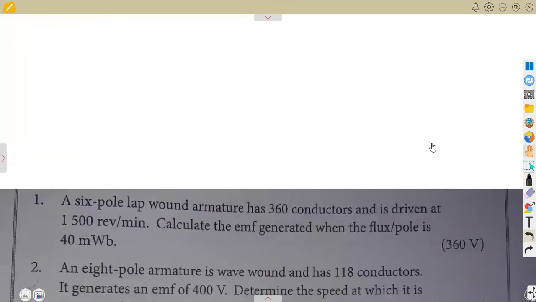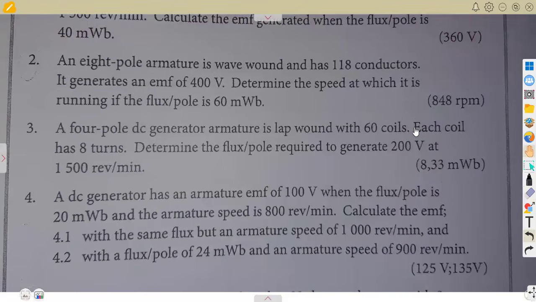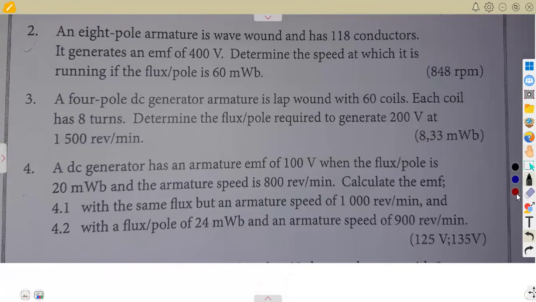So this is how you're going to be given these typical questions. Question number 2, you're given an 8-pole machine. Just like the previous case, the number of poles is 8, so the pairs are 8 divided by 2. We are now talking about the pairs, so we have 4 pairs.